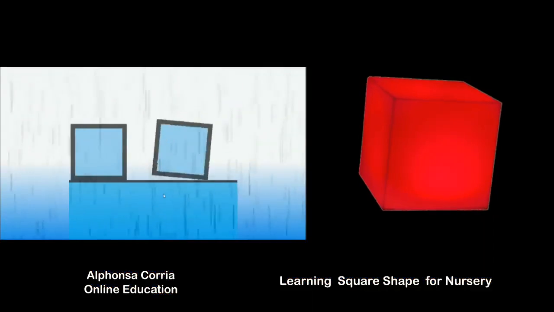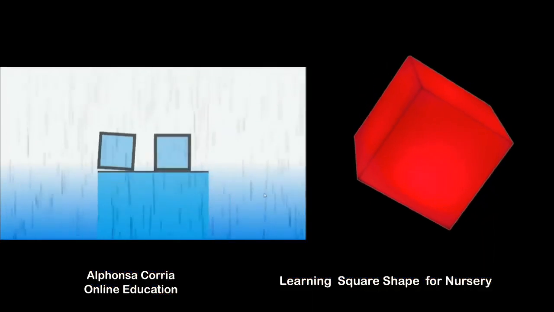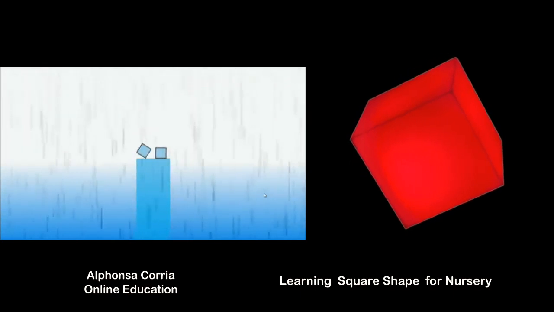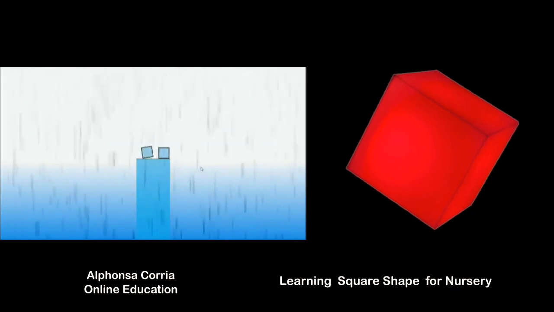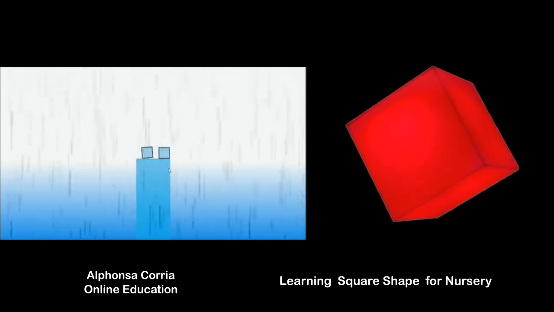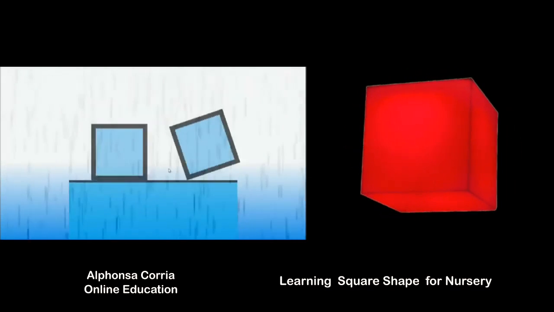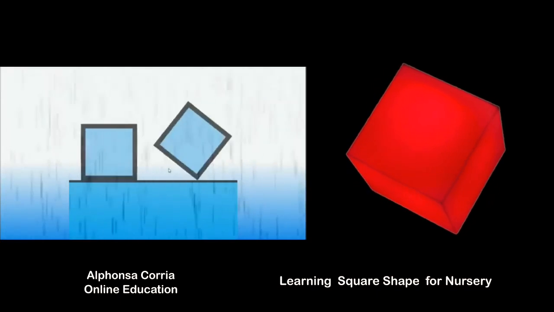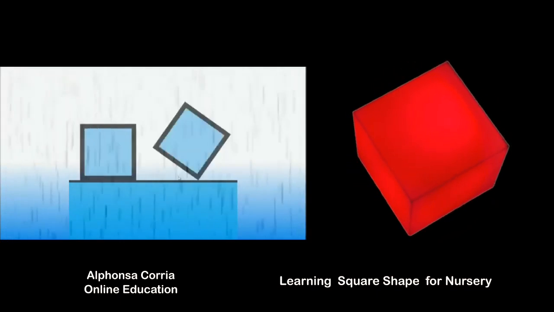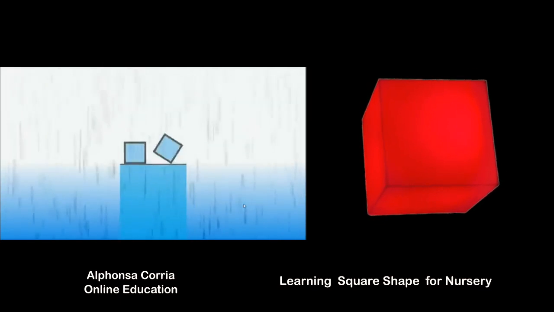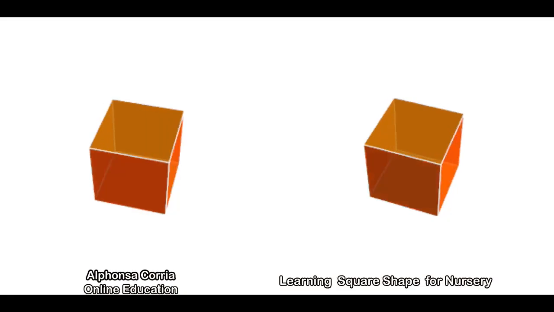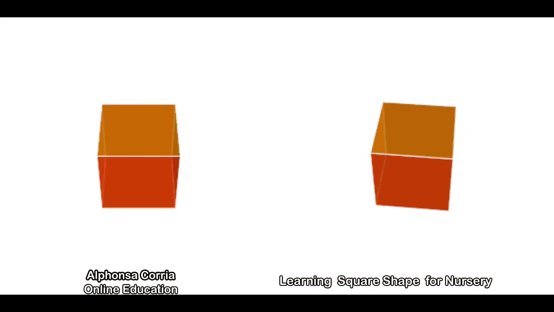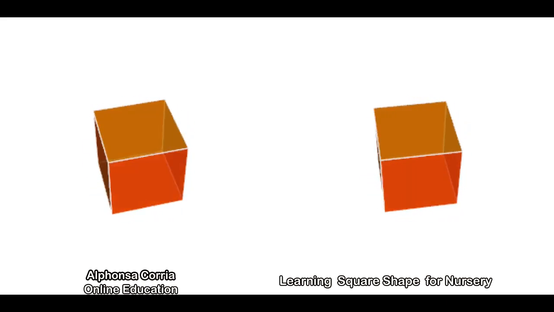I'm a square, I'm a square. You can see me everywhere. I have four sides. I'm a square, I'm a square. I'm a square, I'm a square. You can see me everywhere. I have four sides. I'm a square, I'm a square. I'm a square? Yes, I am a square.